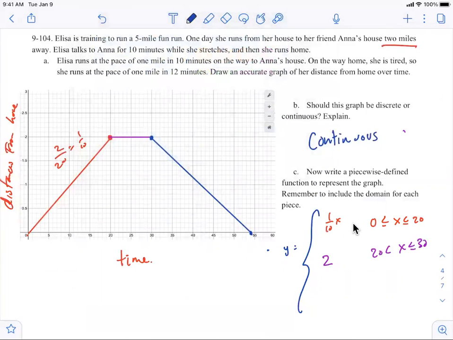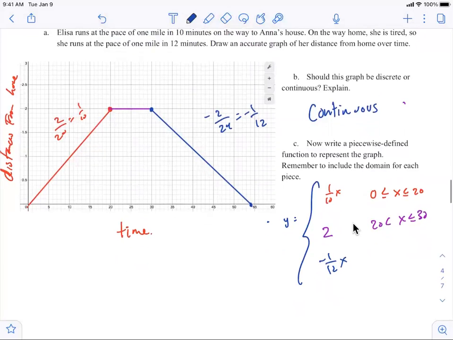And this one, the slope is down 2 over 24, which is negative 1/12. So that's negative 1/12 x. And then we need to find the y-intercept, which would be, I'm putting in the point (30, 2). So is that 2 equals negative 1/12 times 30 plus b.